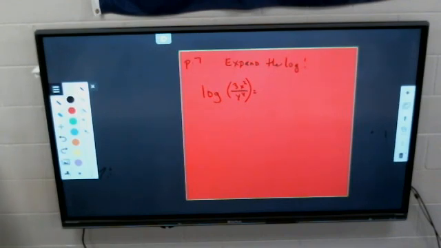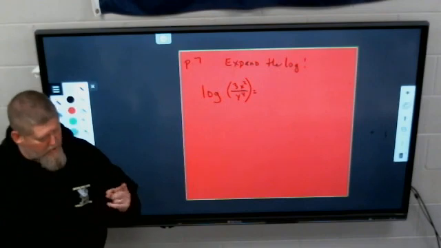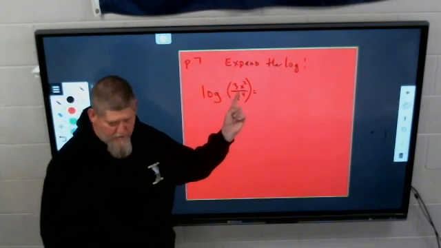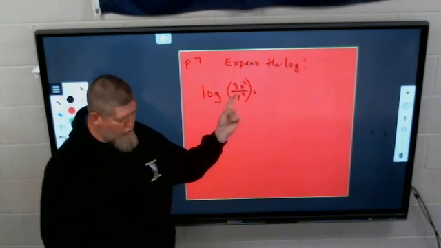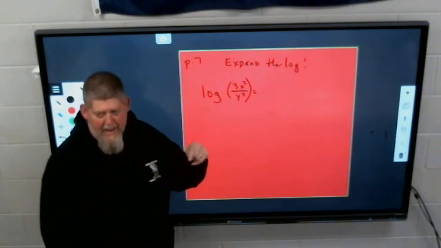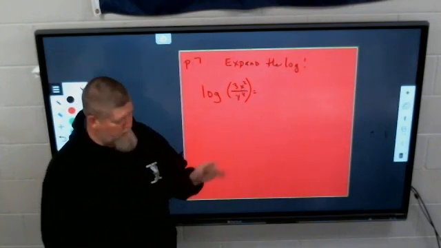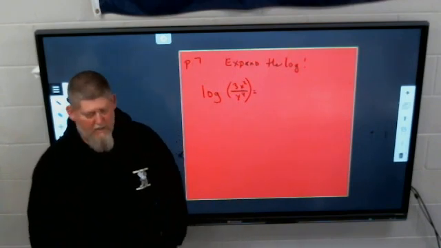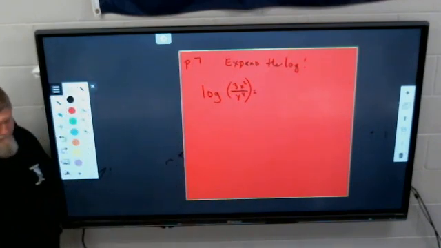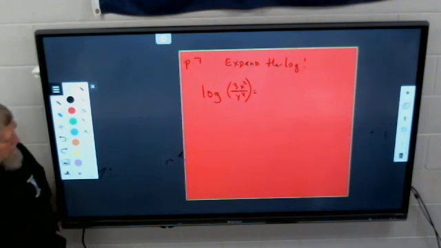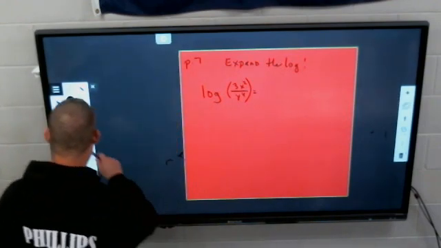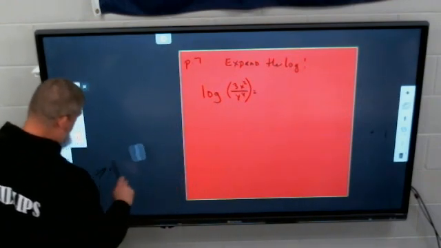So take a minute, apply what you've learned, apply the product rule, because you have 3 times x squared. Apply the quotient rule, because you have divided by y to the 4th. And apply the power rule, because you have 2 exponents. Apply all 3 of them, and then expand that as far as you can. Give it a try, go. Do it step by step, start with one rule at a time.